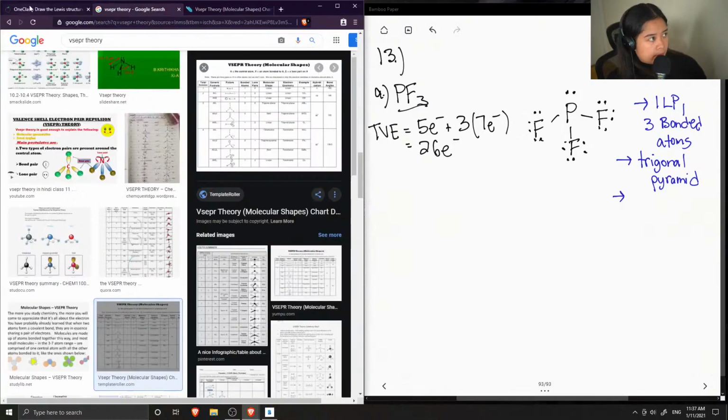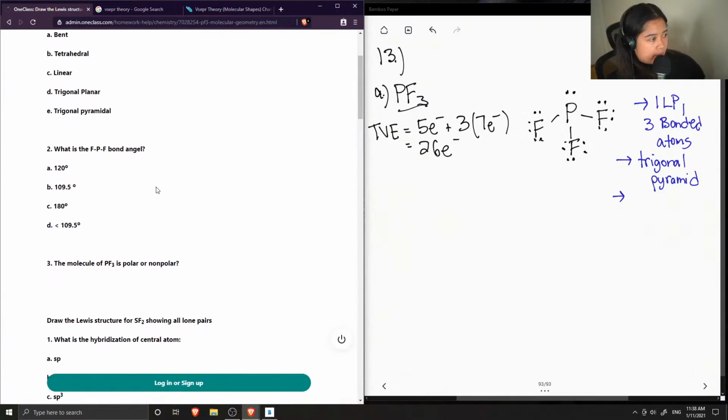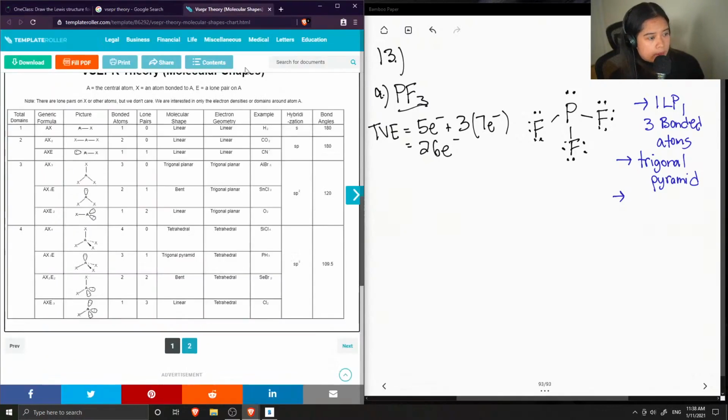So part B of the question, what is the F-P-F bond angle? So again, let's use the table to see that it is around 109.5 degrees.